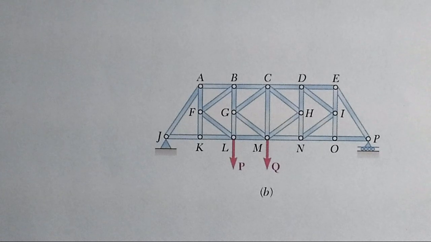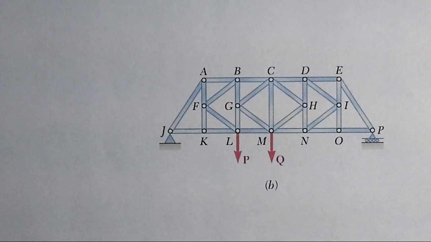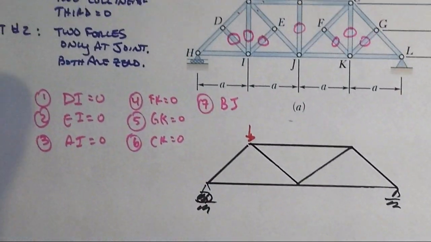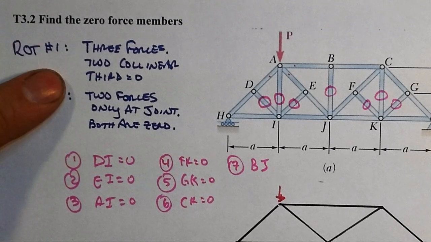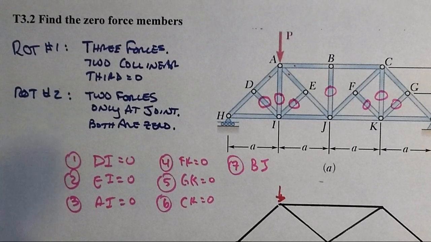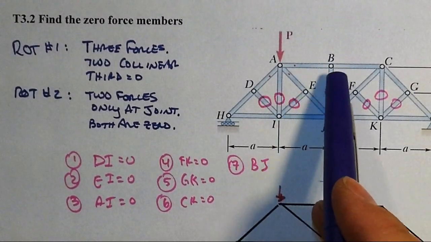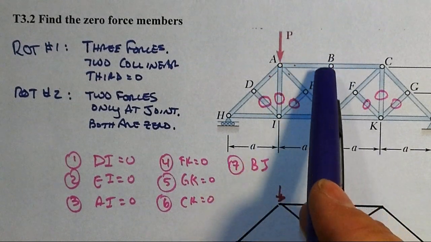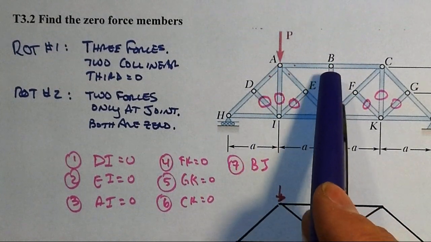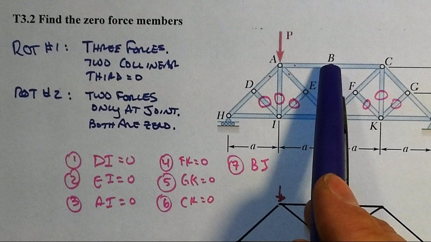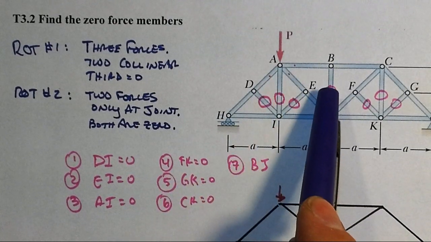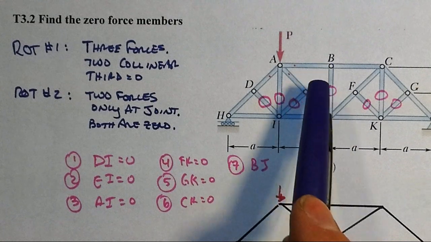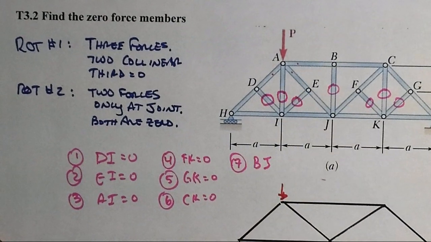Now we don't need to know what the actual values of P and Q are to figure out whether there are zero force members. Remember, there are two rules of thumb. If we have three forces, two of them collinear, the third is not. That would be like a T-joint like we have right here, where the members form a capital T. The stem does not have to be perpendicular here. It can be skewed over. Then its perpendicular component will be 0, which makes the whole thing, if it were inclined, 0.